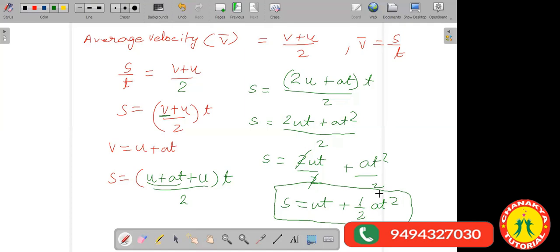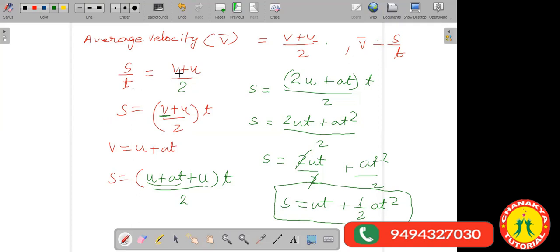Okay, sure. See, we started with the formula of average velocity. The average velocity is given as (v plus u) by 2. We can also find the average velocity by the formula total displacement by total time. Since both of these are formulas for average velocity, we can equate them. We make displacement by time equal to (v plus u) by 2.